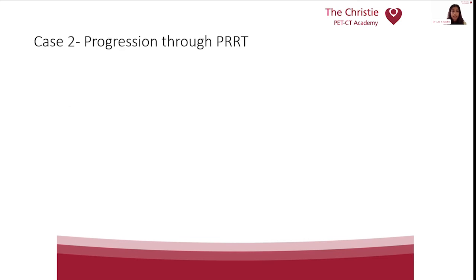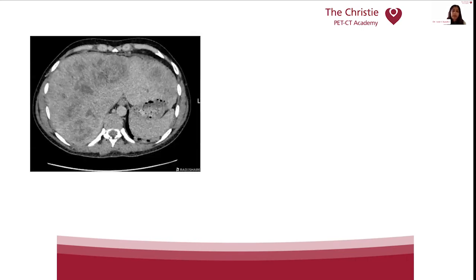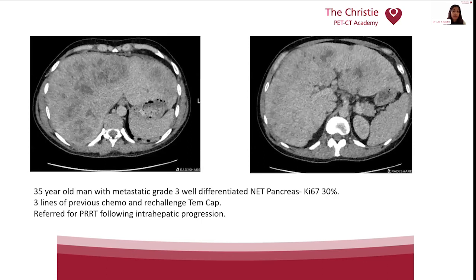The second case is the opposite of that. So it shows progression through PRRT. And this is a case of a young man, a 35-year-old man, who had metastatic grade 3 but well-differentiated neuroendocrine tumour of the pancreas, with a Ki-67 of 30%, and he'd had three lines of previous chemo and then re-challenge with TEMCAP, and was referred for consideration of PRRT following intrahepatic progression.